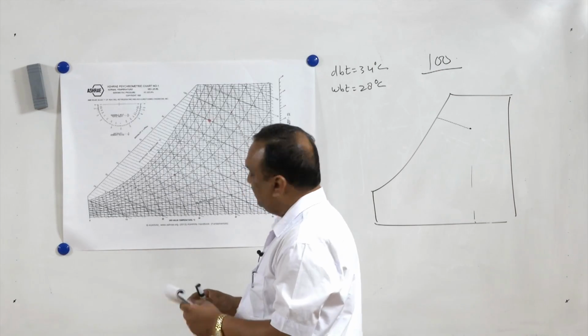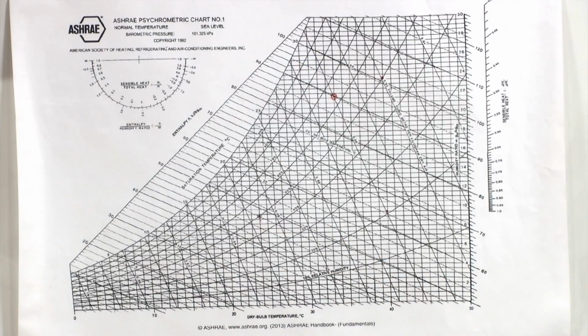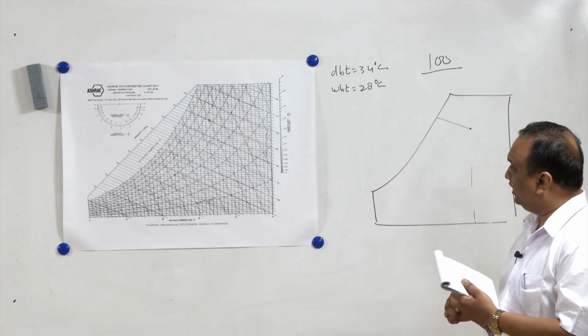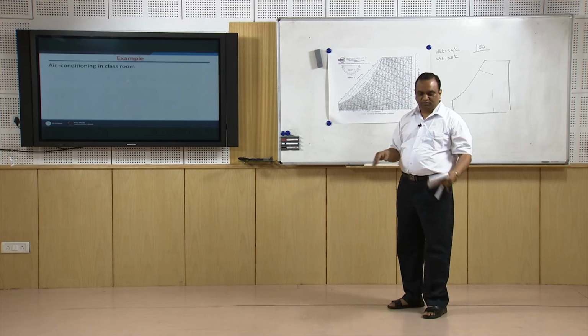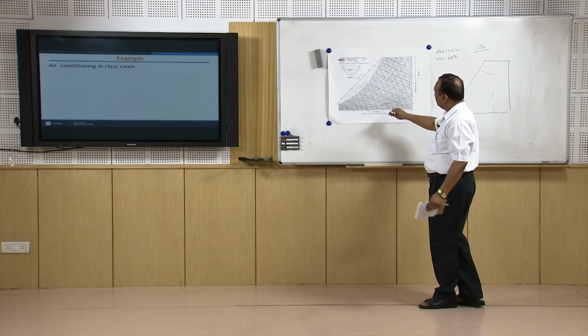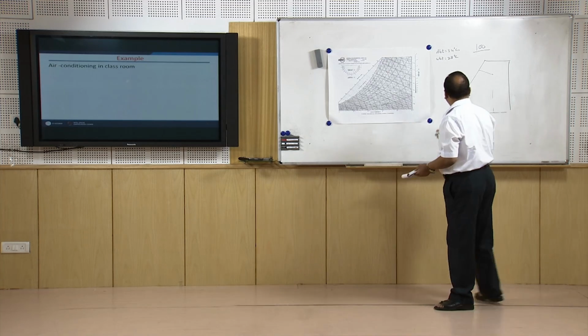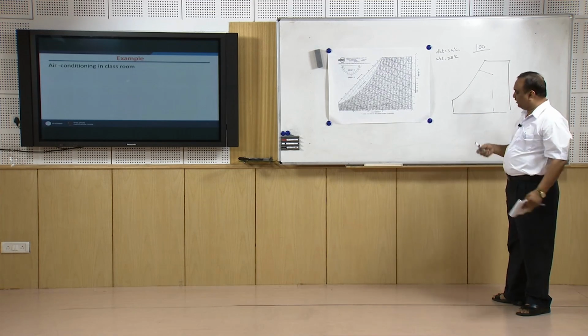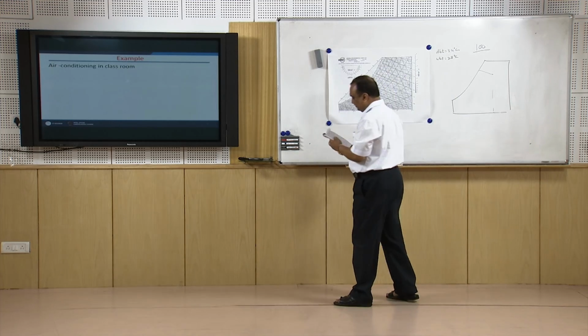The inside is 24 degrees centigrade and 50% relative humidity. I want to maintain in this classroom 24 degrees centigrade temperature and 50% relative humidity. Now, either through software or through manual calculation, I calculate the value of solar gain.